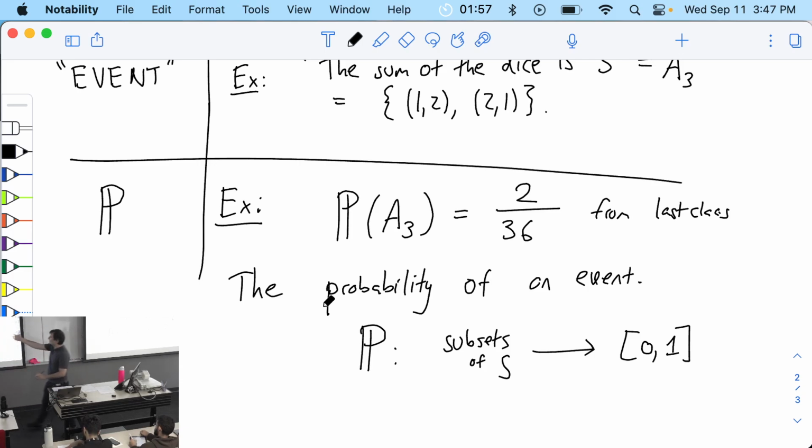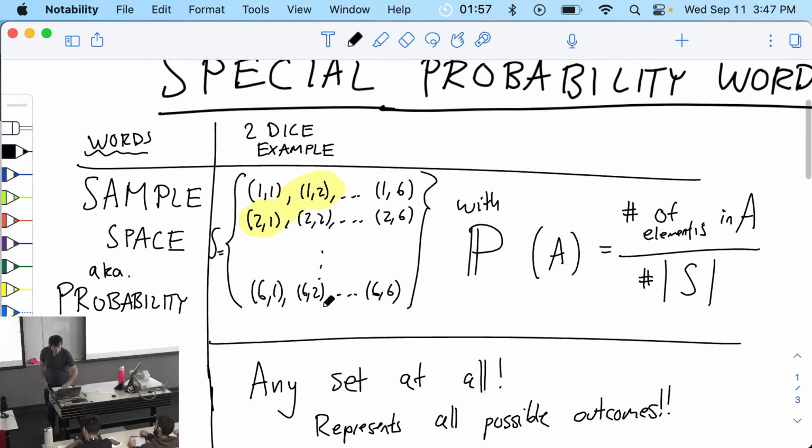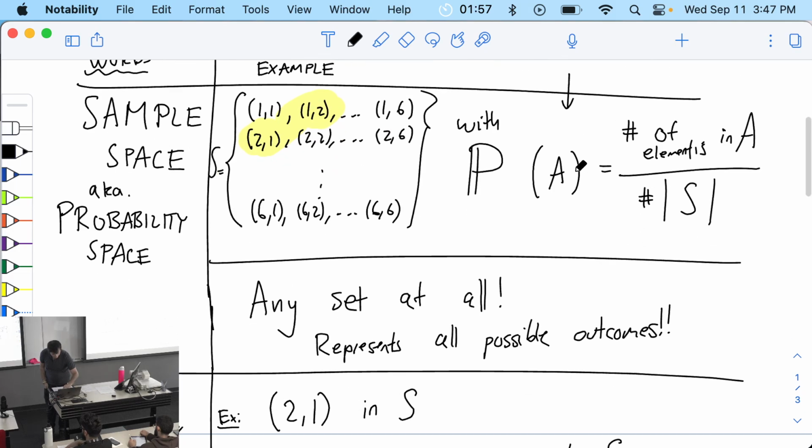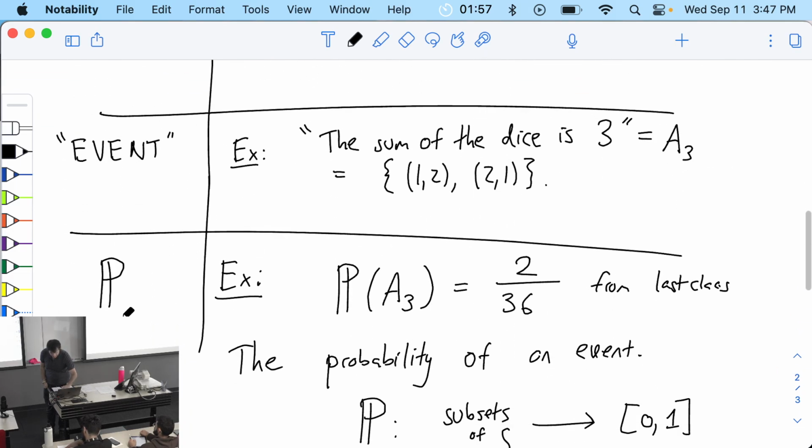It inputs, like you see over here, an event and outputs a number, and we use the equally likely probability rule over here. Okay, great question. And now I have defined the notation P for probability. Any other questions at this point?